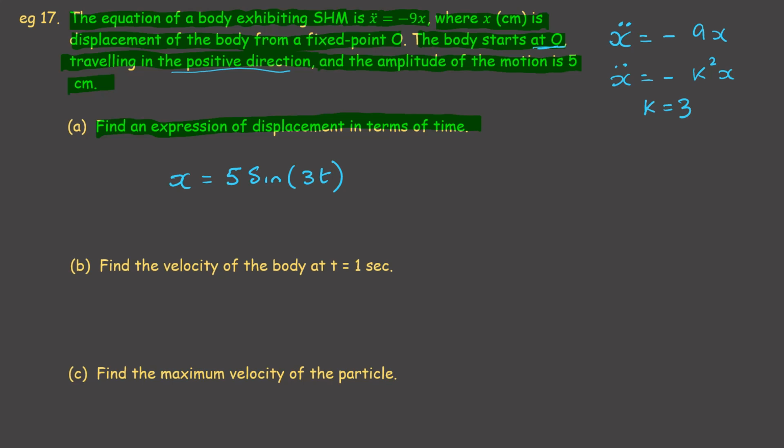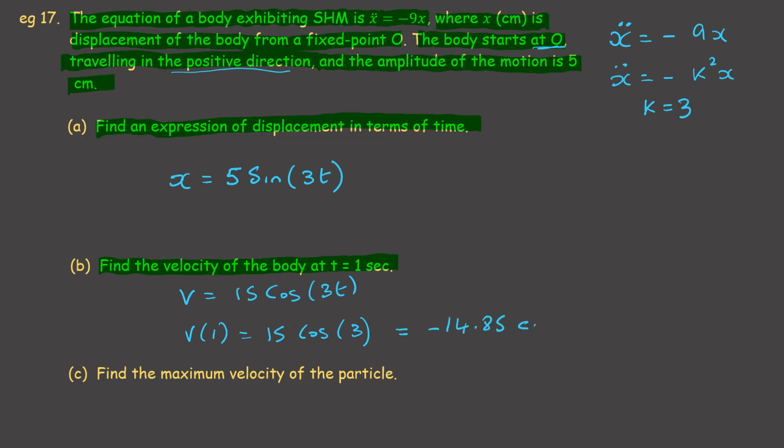Now we want to find the velocity of the body at t equals 1 second. So to get velocity, we're going to differentiate. V is going to be 15 cos 3t, and we want V of 1, which is 15 cos 3, and evaluating that is negative 14.85 centimetres per second.